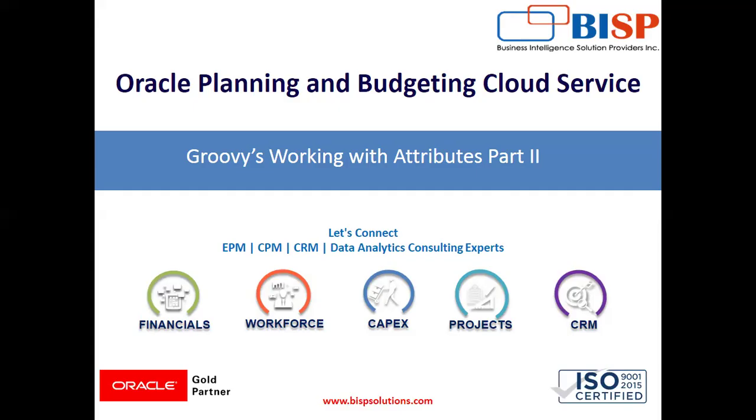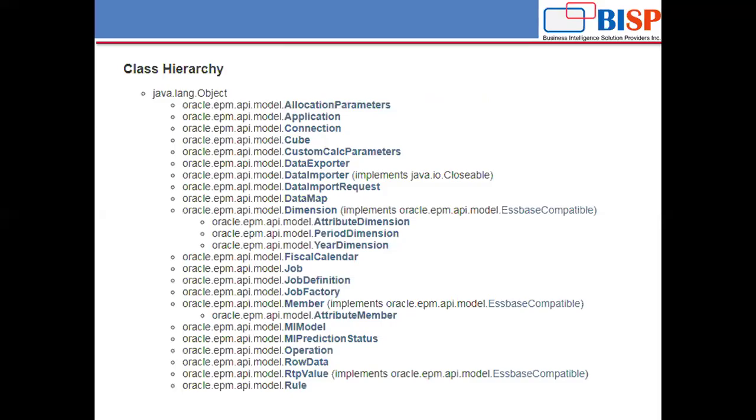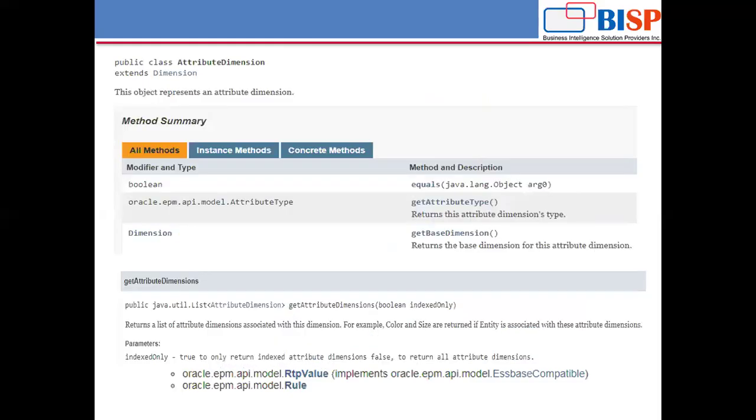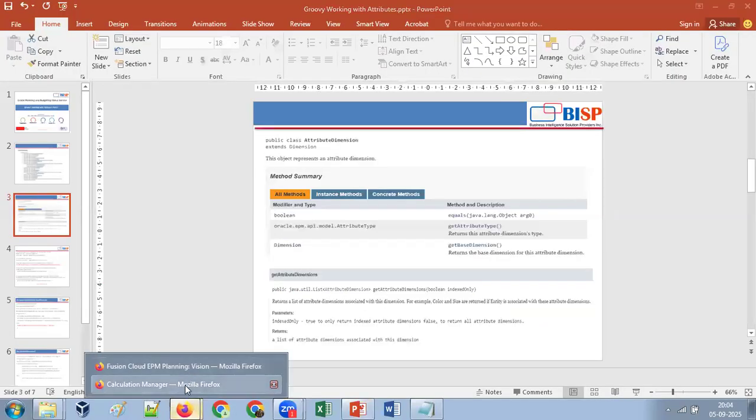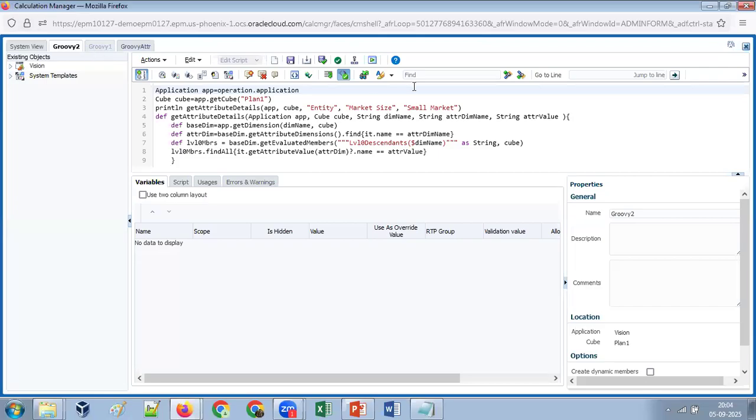Quickly recapitulate. This is the class hierarchy, the class and the underlying method we were discussing: the attribute dimension class. The other day we discussed attribute type, base member, get attribute dimensions. Get attribute dimension optionally takes an argument, a Boolean type. When you run this method, it returns an object of list type. So this is the Groovy code 1 I executed last time.